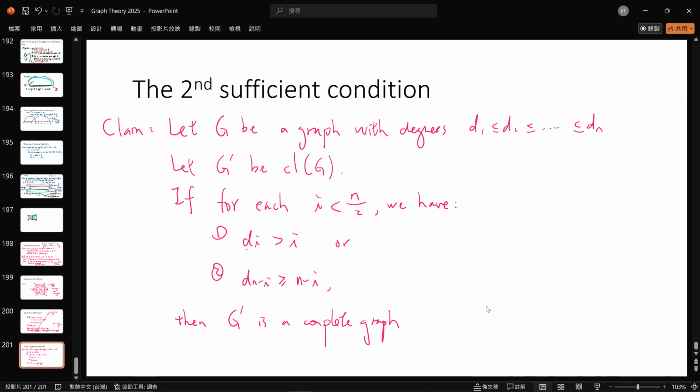So the first condition says this degree cannot be too small, okay? So this means d1 should be greater than 1, d2 should be greater than 2, d3 should be greater than 3, and so on, okay? So these smaller degrees cannot be too small. For example, d2 cannot be less than 2. Okay, or d3 cannot be less than 3, okay?